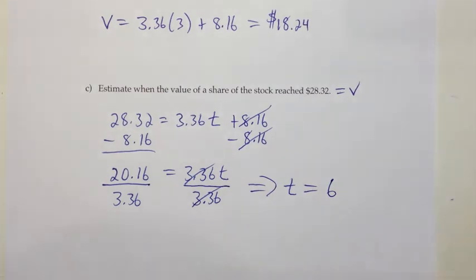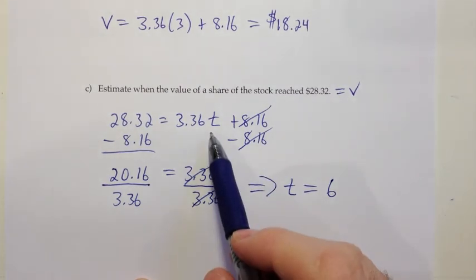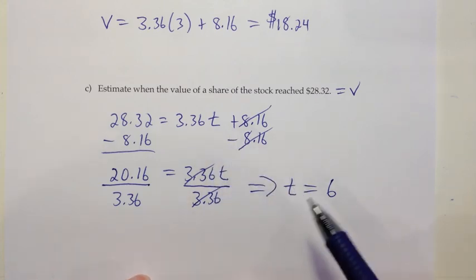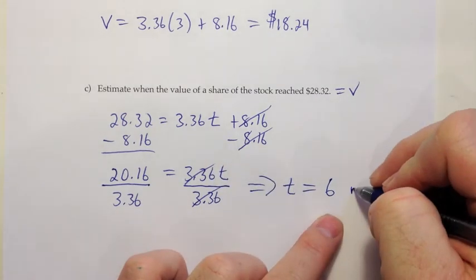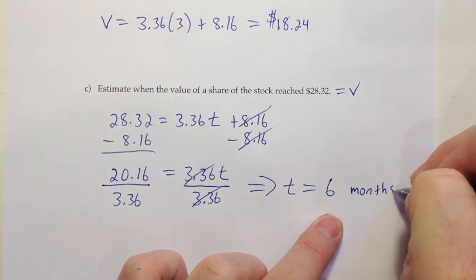So then we want to think about units. 6 pounds, 6 feet, what is it? So let's see, we were solving for T. T was the number of months since she had been sentenced, so 6 months after she was sentenced.